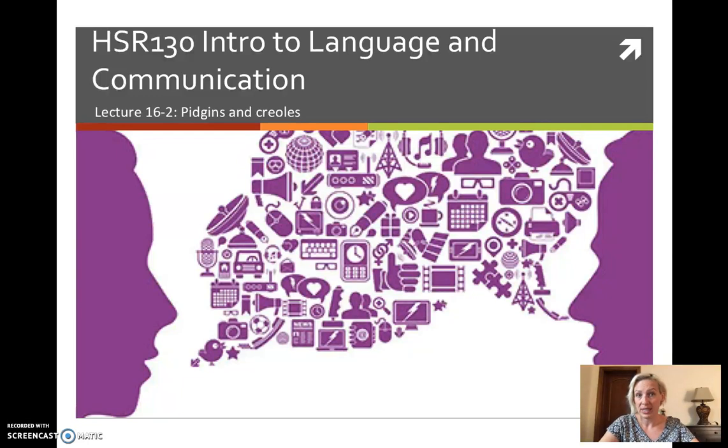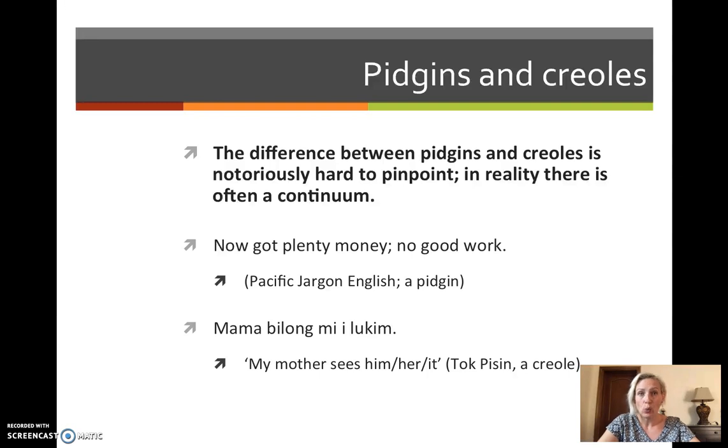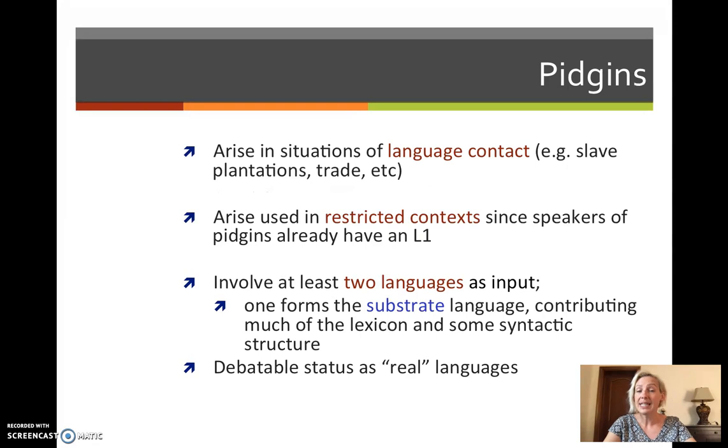So we know Pidgins and Creoles are often formed in a situation of language contact. But what are they? What do they look like? What are the linguistic features of them? Like we said, it's hard to tell exactly where a pidgin ends and the Creole begins. You've seen these two examples, and you will see that the first one, the pidgin one, "now got plenty money, no good work", sounds like very simplified English. And indeed, this is the defining feature of a pidgin.